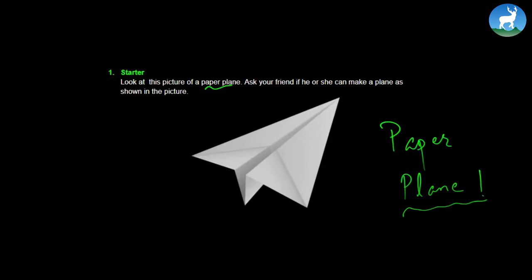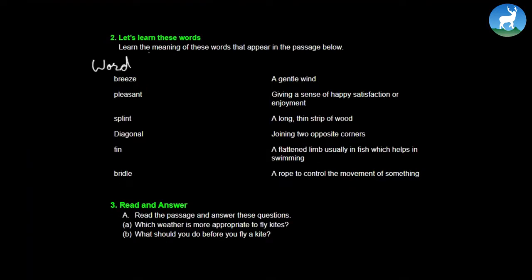Now let's move ahead. Here I have some words, and here is the meaning. In a while I'll be reading a passage. The passage is about making a kite, and these words that you see here are from the passage which I'll be reading in a while. So for now, what we have to understand is here the words are given and their meanings are here. And of course, how do you figure out the meaning? You can always take help from a dictionary.